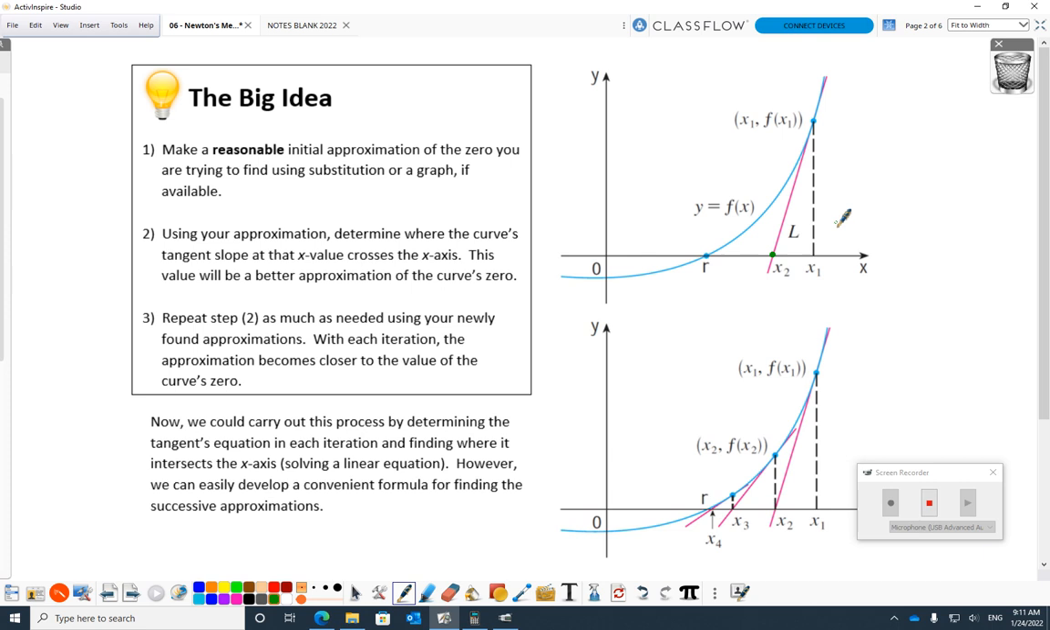Now, you could carry this process out. You could actually find the whole equation, but you don't need to. Newton's method gives a very good approximation. You're basically using the tangent line to find the next estimation. So there's a nice formula for it.